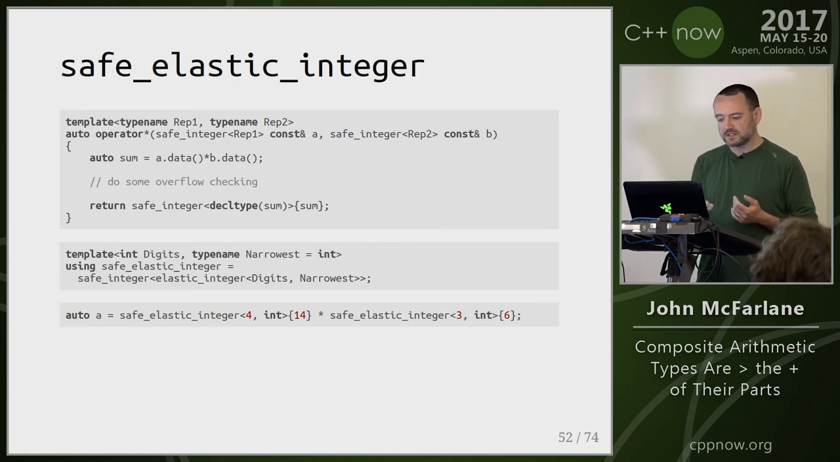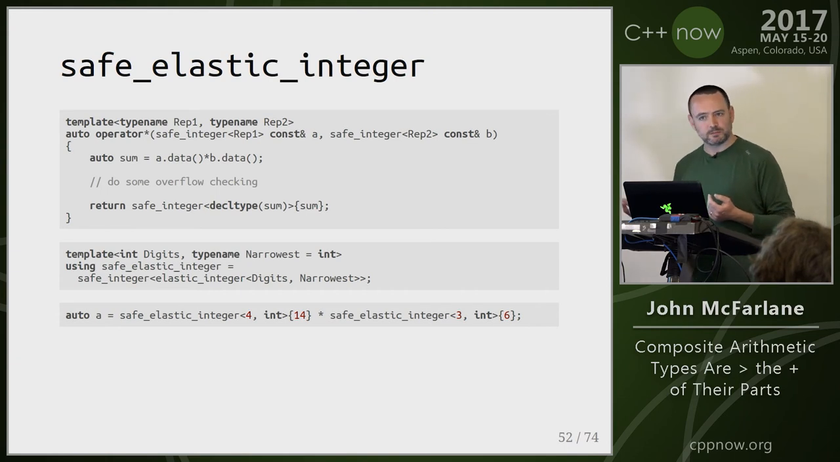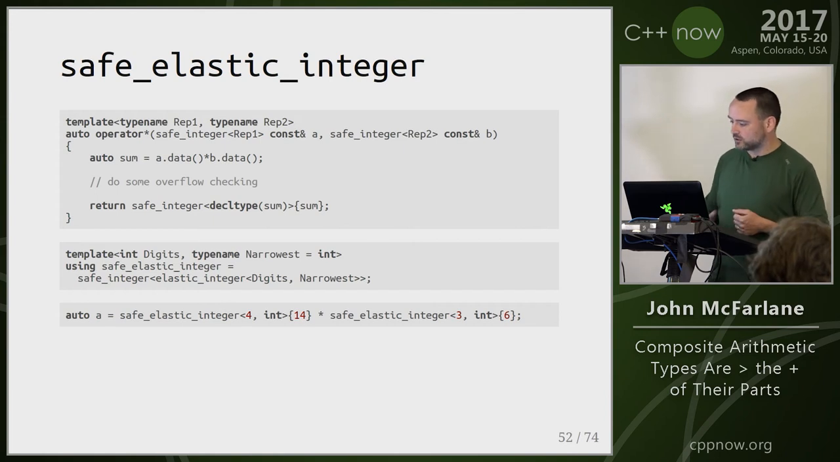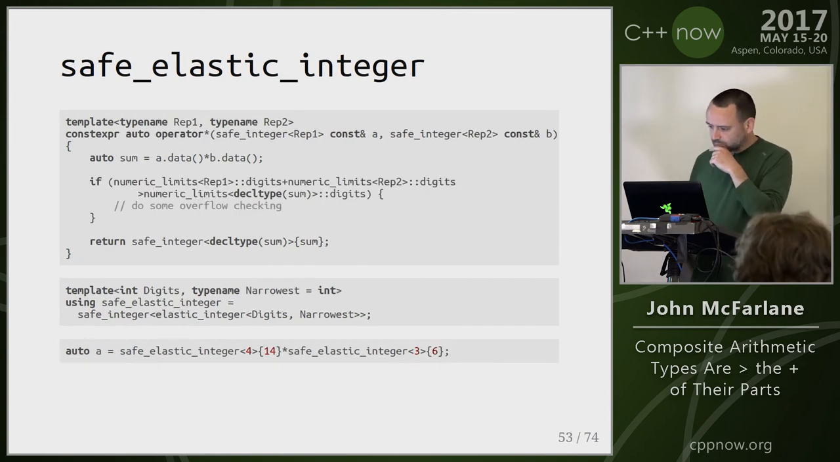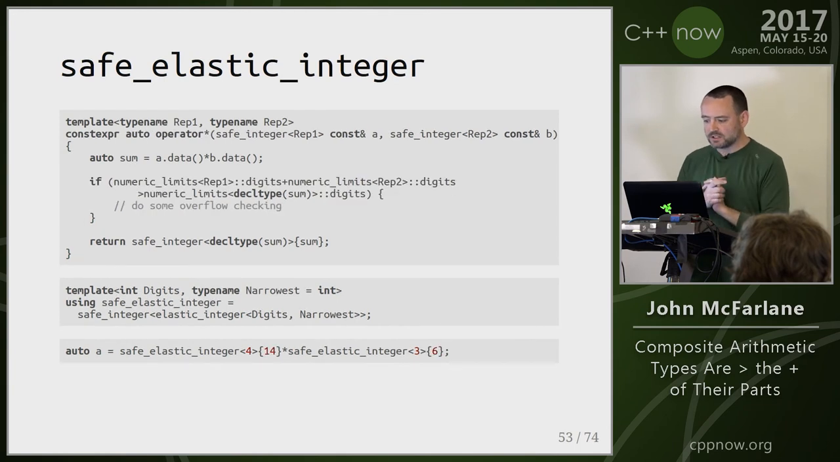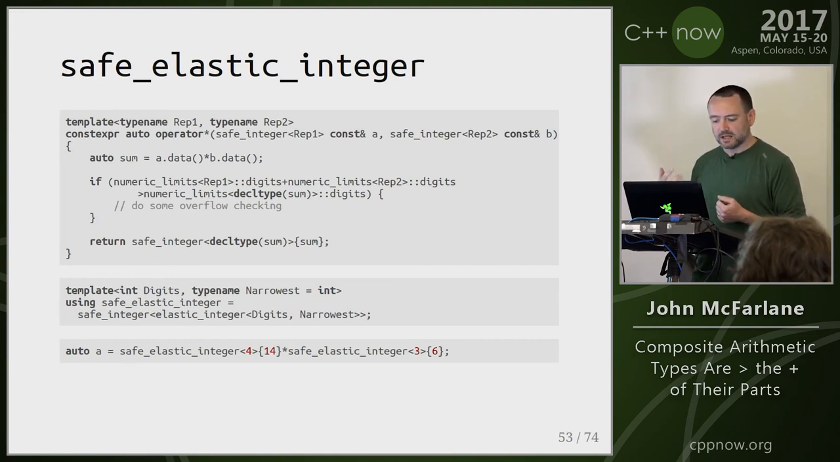However, this is a safe integer type, so we're going to be performing that overflow test. We're going to be wasting our time here. That's not good. So the solution is pretty easy, and that is to just perform a check, basically the check I just described. Take the digits needed by each type, 4 plus 3, and check to see if the inputs require more capacity than the outputs. And in this case, that's not going to happen.